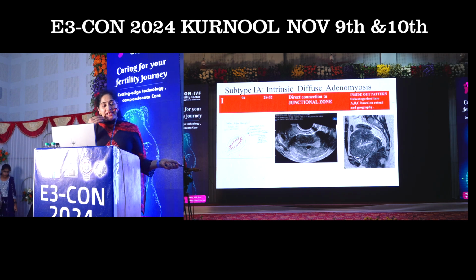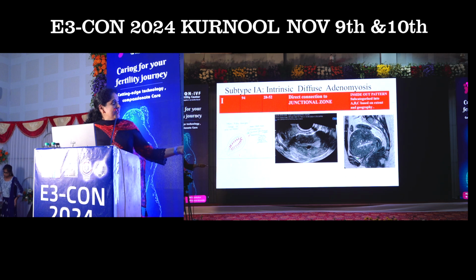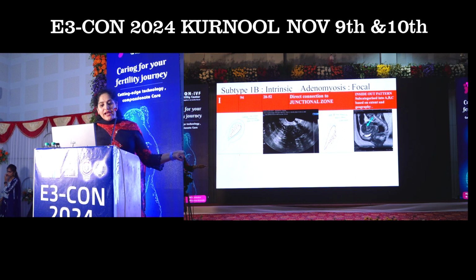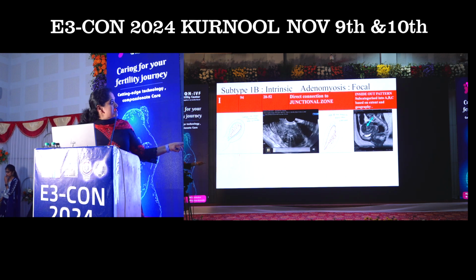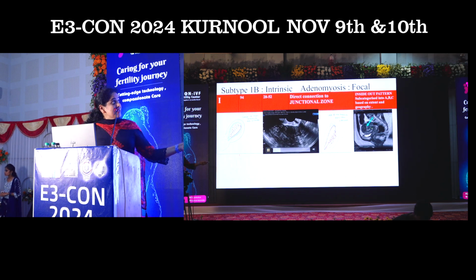Based on the extent of the involvement of the uterine geographic pattern, it can be categorized into A, B and C. A is focal adenomyosis, which can be anterior hemisphere or posterior hemisphere involvement. That is focal, but the pathology is inside out. Focal intrinsic adenomyosis. The outer serosa is clear and sharp.